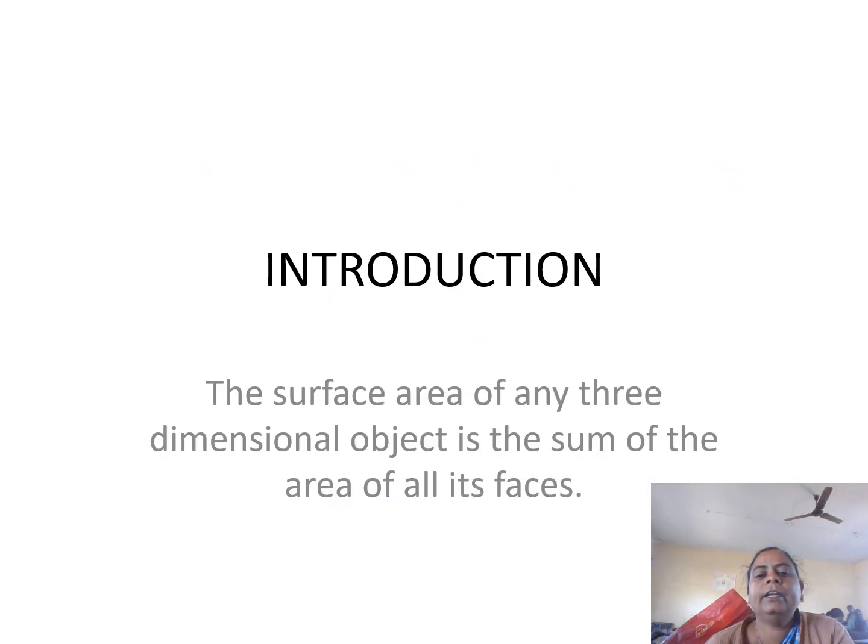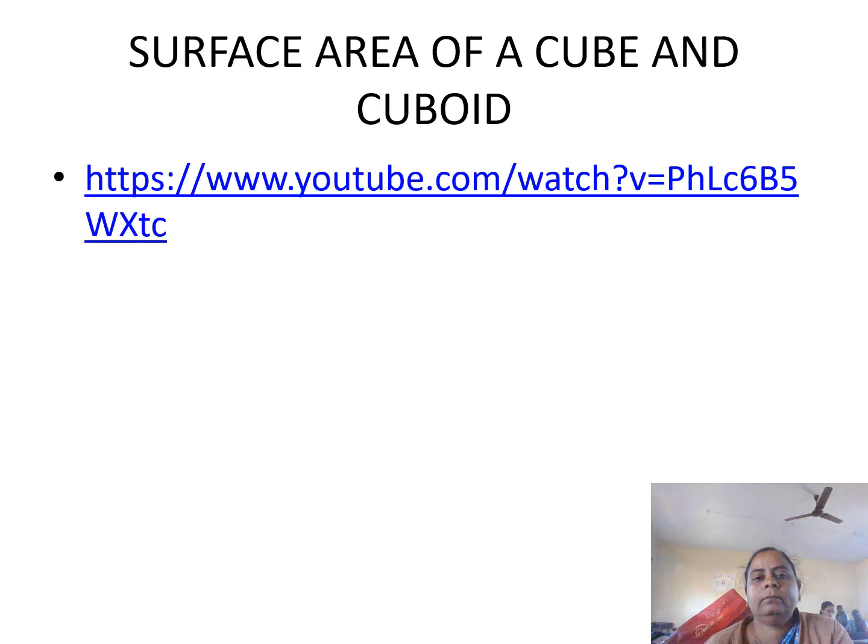Let's see the first slide. What do you mean by surface area? Surface area of any three-dimensional object is the sum of the area of all its faces. Now this PPT shows you the video of calculating the surface area of a cube and cuboid.